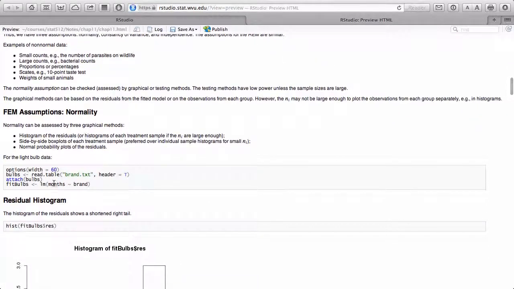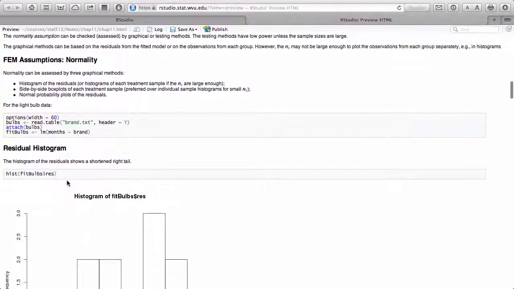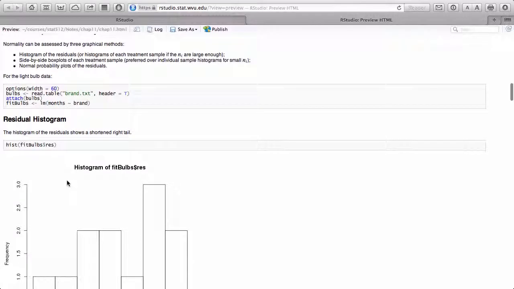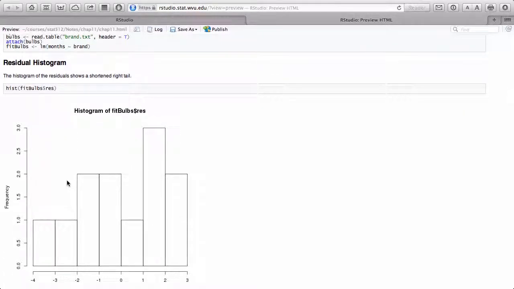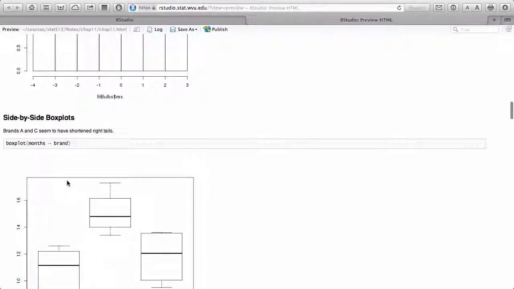I'll go through this in a minute, but we can look at a residual histogram. But I recommend, if you're looking at normality, unless you have a larger sample size, that can be pretty unstable. And it's not maybe the best way to look at it. It's better to look at the normal probability plot, or the box plots.